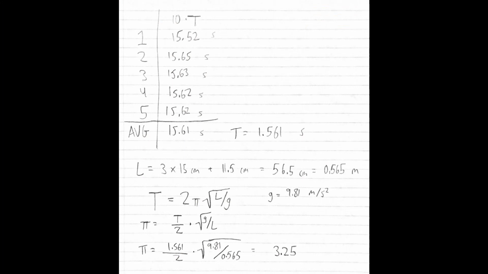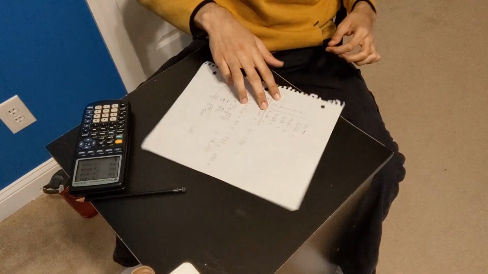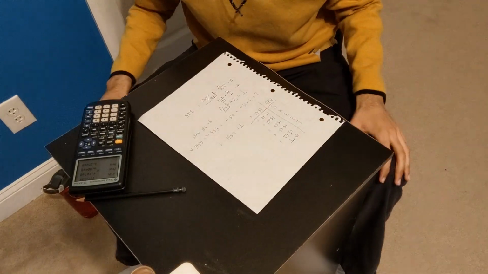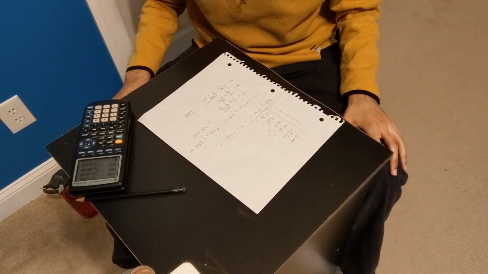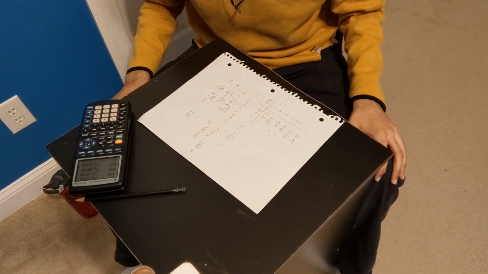And so when we substitute in all the values that we know, so T is 1.561 seconds, the length is 0.565 meters, and g is 9.81 meters per second squared, we put that into the formula. I've used my calculator here, and I've gotten that pi equals 3.25. Now, that's definitely a little bit off from the normal value of pi, but given that we determined this experimentally, I'd say it's still close enough.